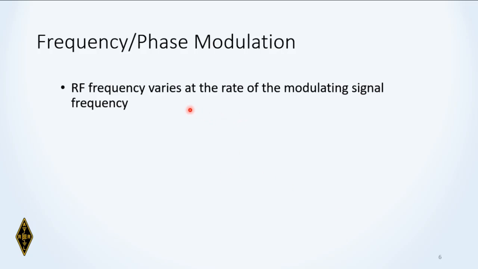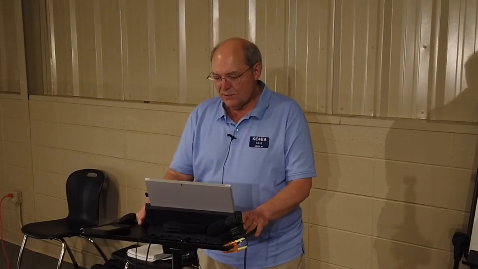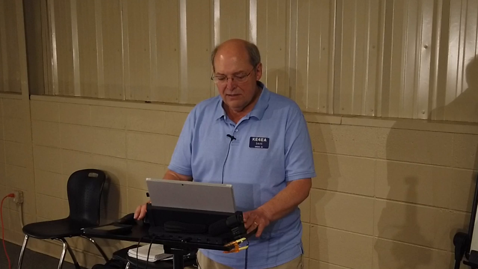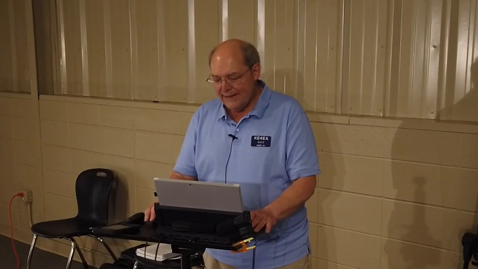So the RF frequency varies at the rate of the modulating signal frequency. If we start out at 29.6 megahertz, we'd have, let's say, an AM carrier. The carrier is sitting there at that frequency. When we apply a modulating signal to it, it's going to vary above and below that 29.6. And the most common deviation rate for FM in amateur radio is plus or minus 5 kilohertz, which means that the signal will go above 29 meg and below it.